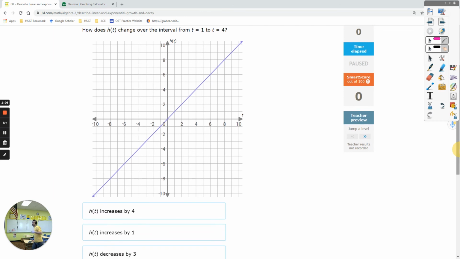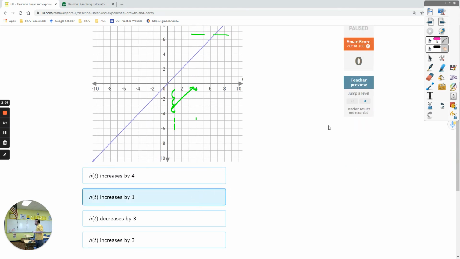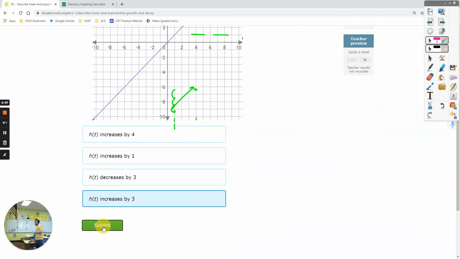So the first thing that you can do is to figure out if it is increasing or decreasing from one point to the other. Right now we don't have any equation written explicitly, but we see the graph from 1 to 4. X equals 1 is here, x equals 4 is right there. Find the corresponding points on the line. For x equals 1 we have this point, for x equals 4 we have that point. From here to here, what is going on? Obviously it is increasing because it's going up. But how many units is it going to increase? It's increasing by 1, 2, 3. We are going to go up 3. So the answer to this question is h of t increases by 3, the last one. Let's submit it and move on to the next question.